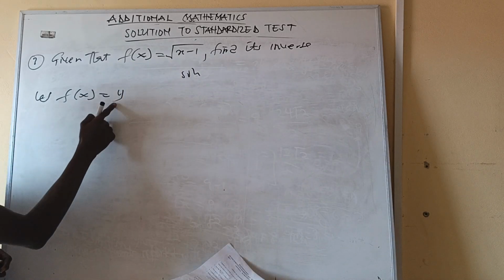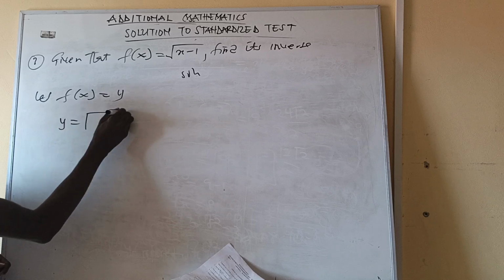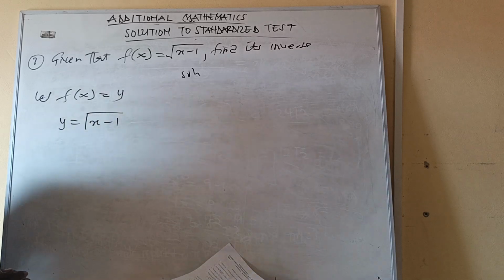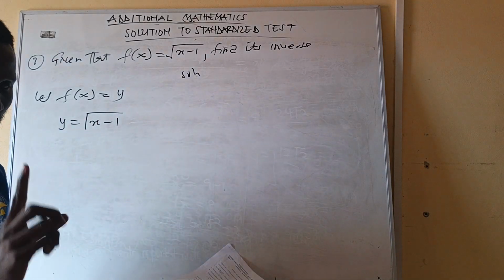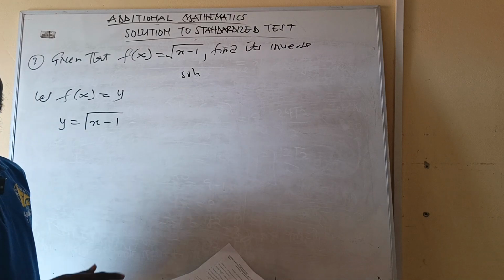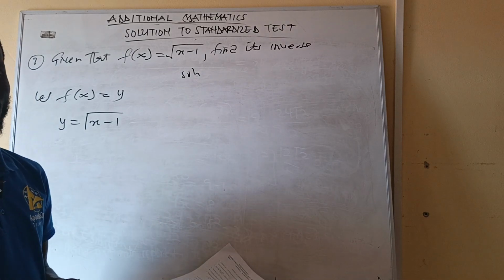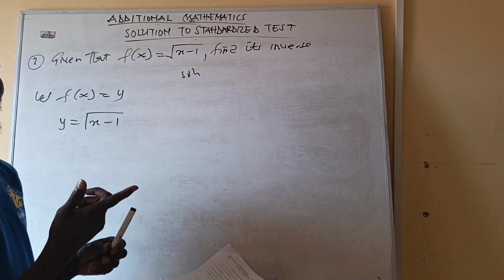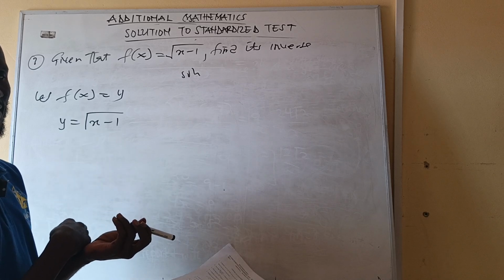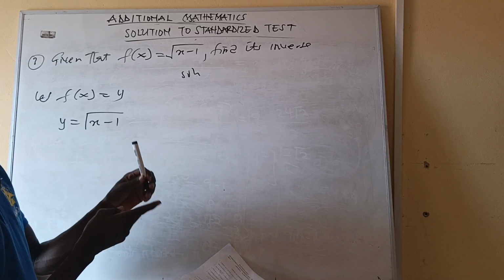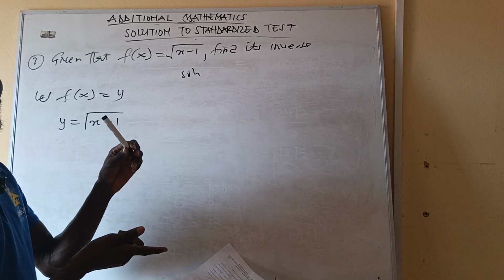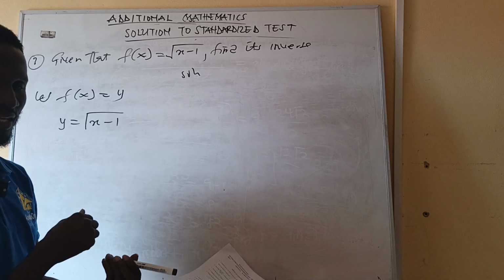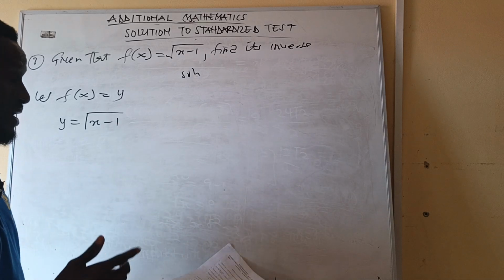Now replace the f of x with y. We're going to have y is equal to root x minus 1, because f of x is y. Now we are looking for the inverse of f of x. The inverse means that we are just moving back to the values of x, that is, getting the object or the domain back. I don't want to do a lot of explanation here, but let's move on.